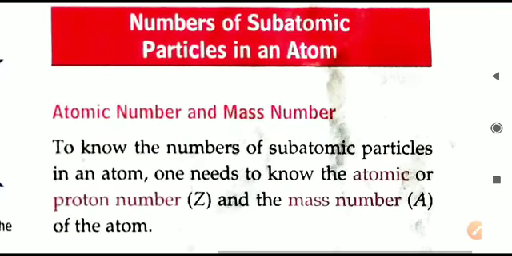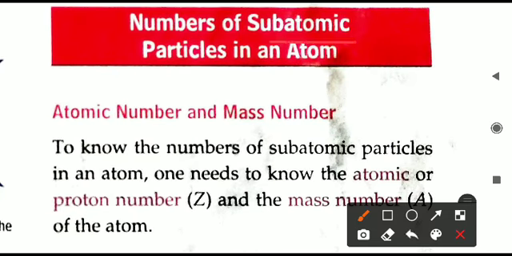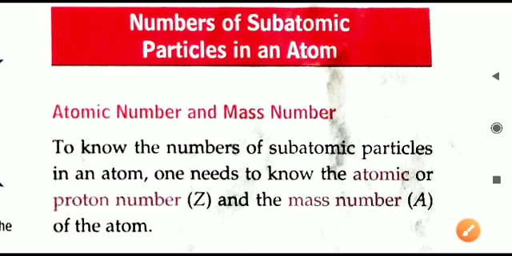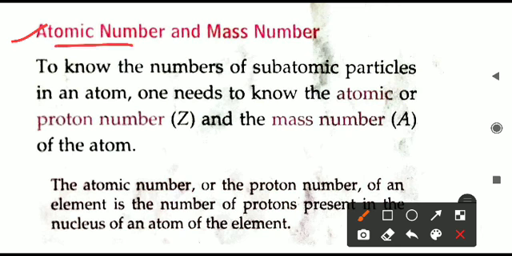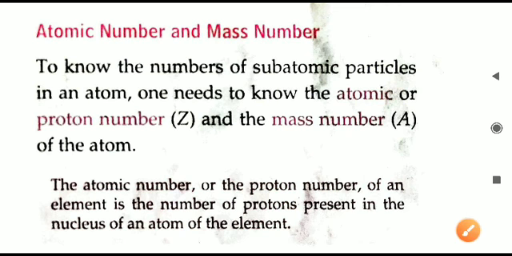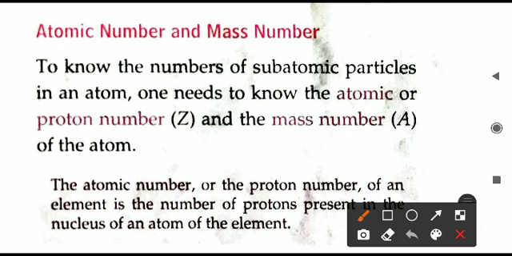Now we will see the calculative part, the numbers of subatomic particles. If we have to find out the number of electrons or protons and so on, how will we do so? We are going to learn based on two things: one is the atomic number, the second is the mass number. First thing to remember, atomic number is also called the proton number, and the symbol is capital Z. Don't write a small letter, it will be treated as wrong.